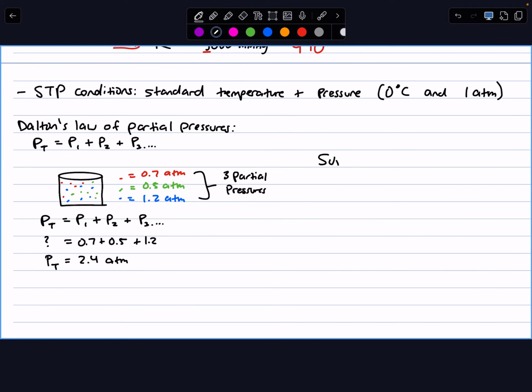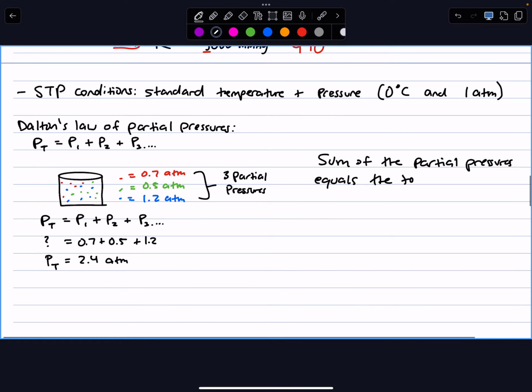The sum of the partial pressures equals the total pressure in the container. And I will edit this document and make my handwriting better before I send it to you.